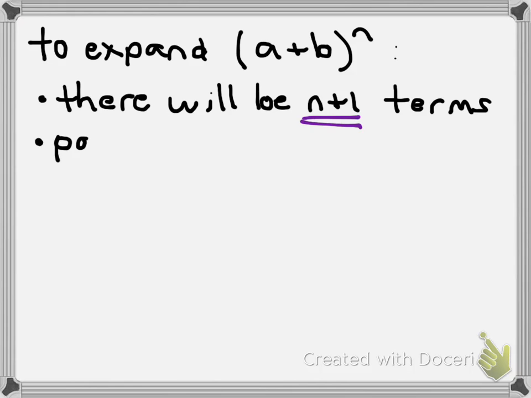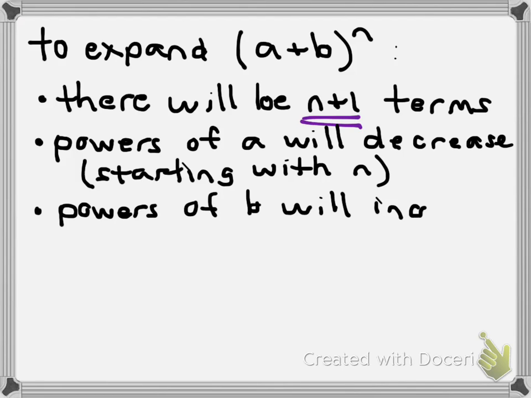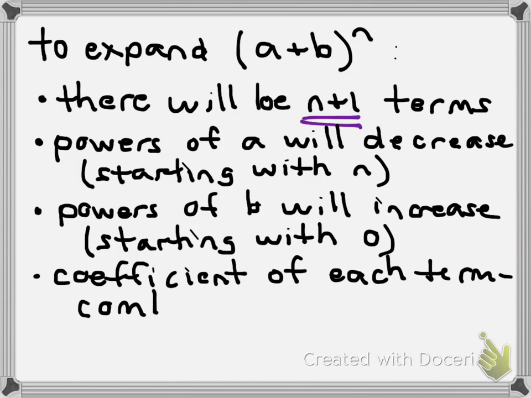Okay? Next, every term will have a power of a, and they will decrease. Just like you saw before, you had x to the 4th power, then x cubed, then x squared, then x, and then no x whatsoever. And they'll start with n. Next, we'll have powers of b. They will increase starting at 0 every term. And then finally, every term will have a coefficient. And the coefficients can come from one of 2 places. Either they're combinations or they come from Pascal's triangle.